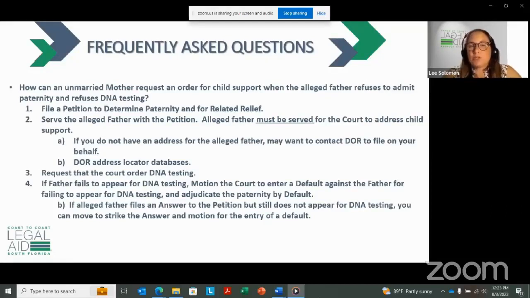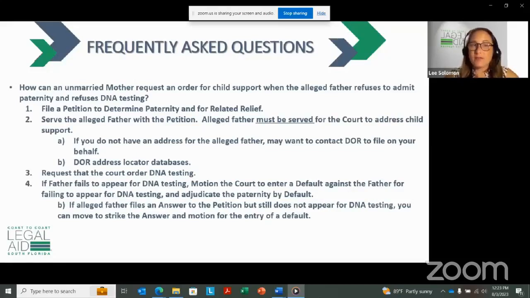The father must be served with the petition. If he is not served, the court is not going to be able to address child support. If you do not have an address for the alleged father, you may want to contact the Department of Revenue to see if they'll file on your behalf, because the Department of Revenue has a lot of access to different address location databases. So even though you may not know where he is, they may know where he is, and they may be able to get him served with that petition.